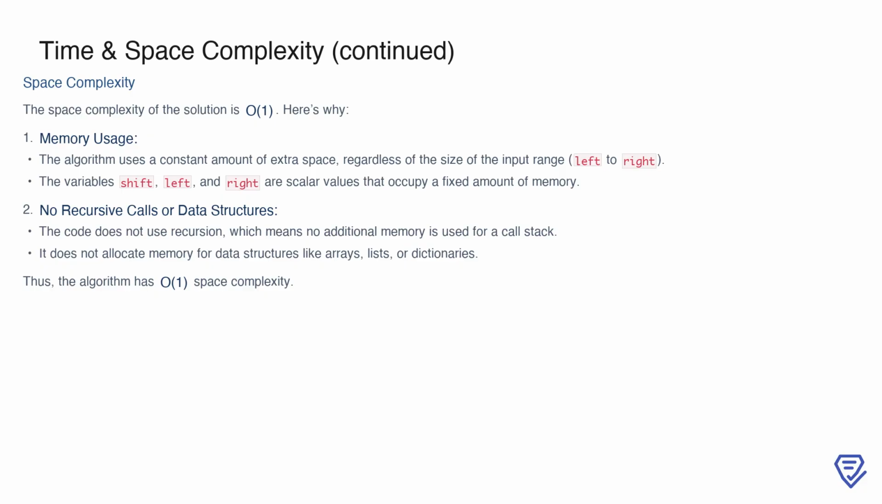might be. Additionally, there are no recursive calls in this solution, so no extra memory is needed for a call stack. Similarly, there are no data structures like arrays or lists being allocated, which further ensures that the space requirements remain constant. Therefore, the space complexity is O(1).